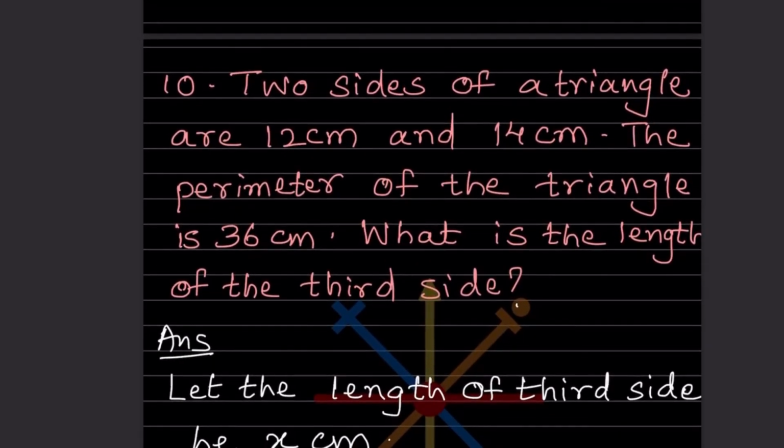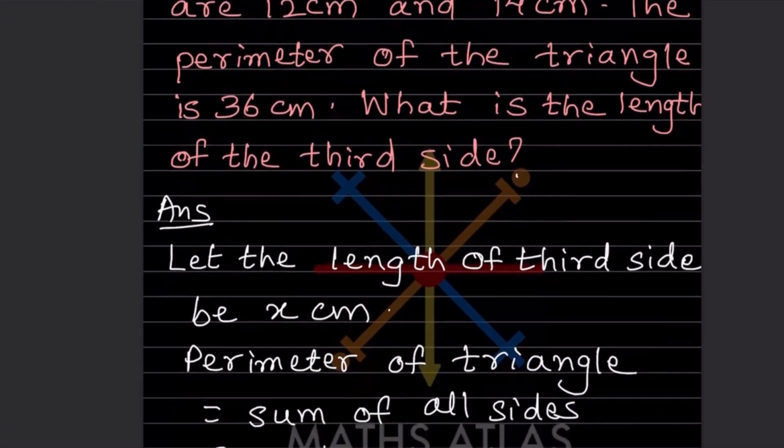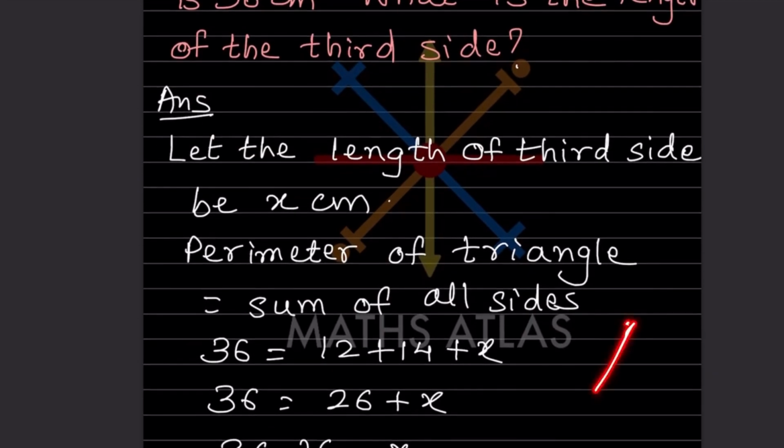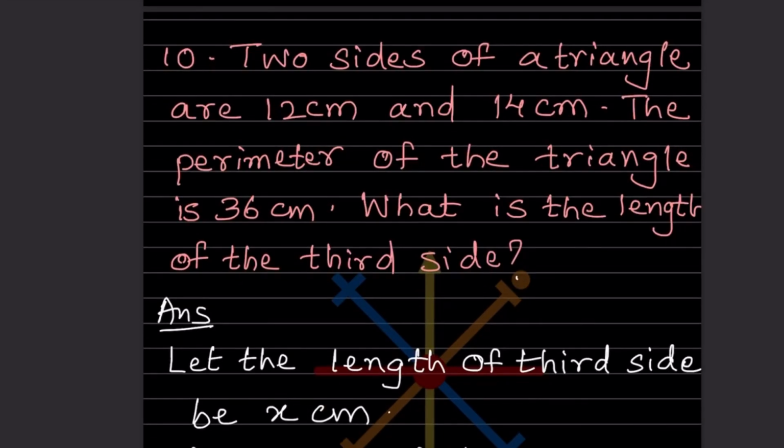Now here, two sides of a triangle are 12 centimeter and 14 centimeter. The perimeter of the triangle is 36, and what is the length of the third side? Now see here, this is actually not an equilateral triangle because the sides are given. This is 12 and this is 14, and they are asking for the third side. Suppose this is a triangle, it can be anything, 12 will be here, 14 here, we don't know which sides are where, but all the sides are different. So what do you know here is the perimeter. Perimeter means you have to remember that it is the sum of all sides. If you know this, other things are very easy. And here the perimeter of the triangle is given as 36 centimeter.